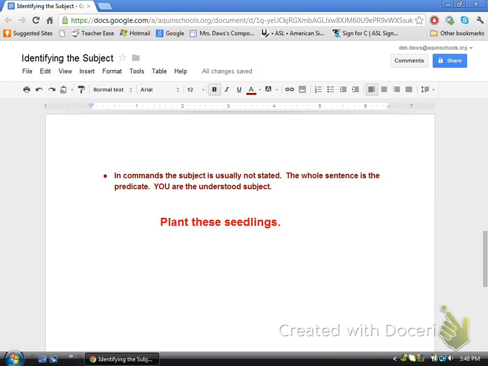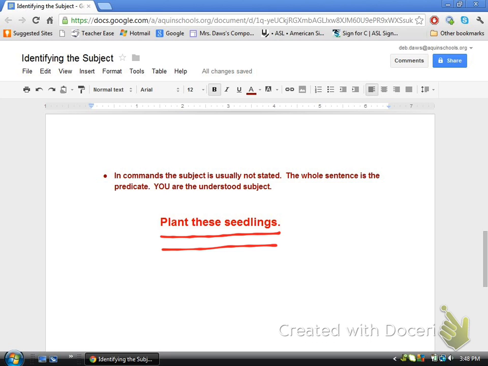The last type are commands, or those requests that you have for people. There is no subject in them. Those are the ones where it's an understood you. The whole sentence is the predicate. So when we do those, we underline the whole thing as the predicate, and you want to ask yourself, who's supposed to plant those seedlings?